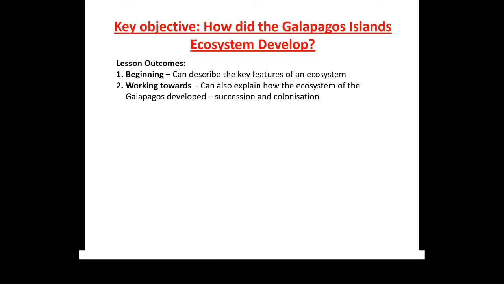Then I'd like to explain how the ecosystem of the Galapagos developed, and there are two key terms here. One is succession and one is colonisation, and it's really clever geography if we can use those terms.